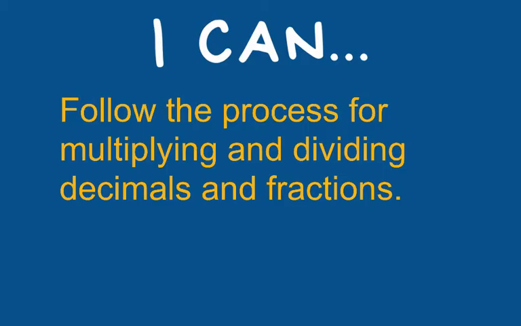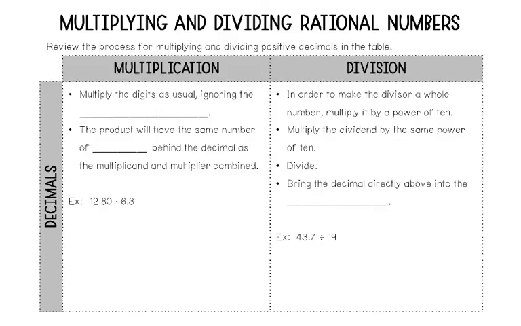So go ahead and get out your binder, turn to the math section, and get ready to take some notes. Let's go ahead and get started with some review. So we're just going to start by reviewing the process for multiplying and dividing positive decimals in the table. So we'll start with just multiplying decimals. In the first blank, it says multiply the digits as usual, ignoring the what? Ignoring the decimal point. We're going to go ahead and just ignore the decimal point.